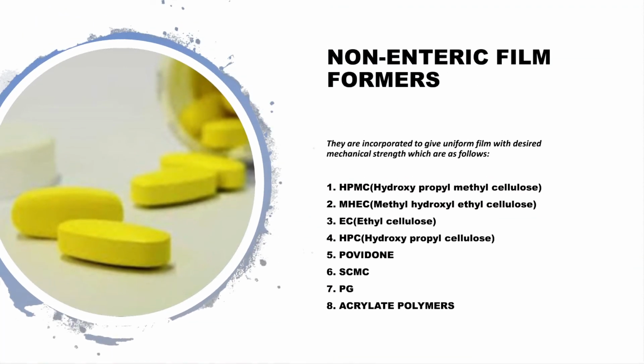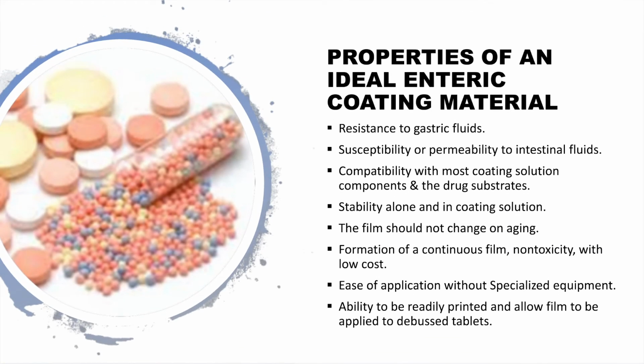When we talk about non-enteric film formers, we have an ample number of polymers with this kind of property. For example, HPMC, ethyl cellulose, methyl hydroxyethyl cellulose, hydroxypropyl cellulose, povidone, propylene glycol, and acrylate polymers. Try to memorize at least 3 to 4 examples when you prepare for your examinations.